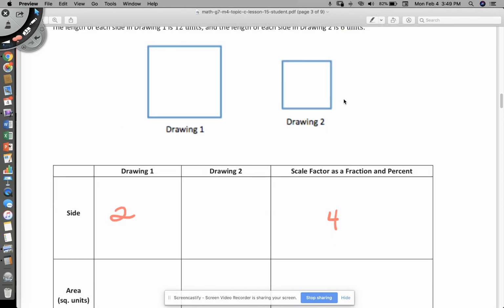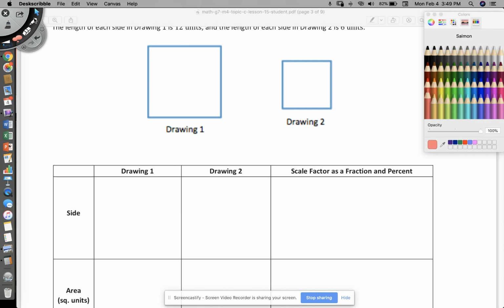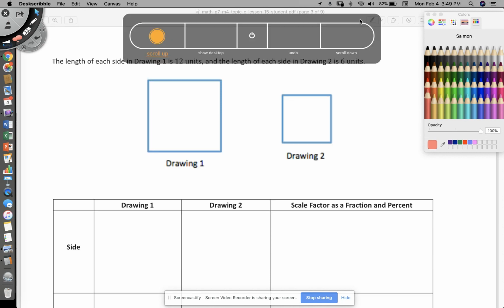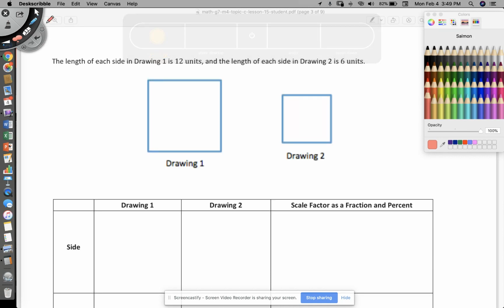So we have these two drawings, drawing 1 and drawing 2. Now they went ahead and actually told me, let me put this back up, the length of drawing 1 is 12 units and the length of drawing 2 is 6 units. So real quick, we can find our scale factor. What happened to 12 for it to become a 6? We cut it in half. There's my scale factor right there.